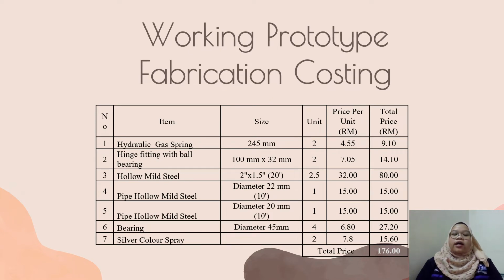Okay, this is the working prototype fabrication cost. It only costs 176 ringgit for the whole process, for the whole product, because we are using mild steel, which is the cheapest steel, and then also the gas spring. The gas spring also is very cheap. It only costs 4 ringgit and 55 cent for each unit.